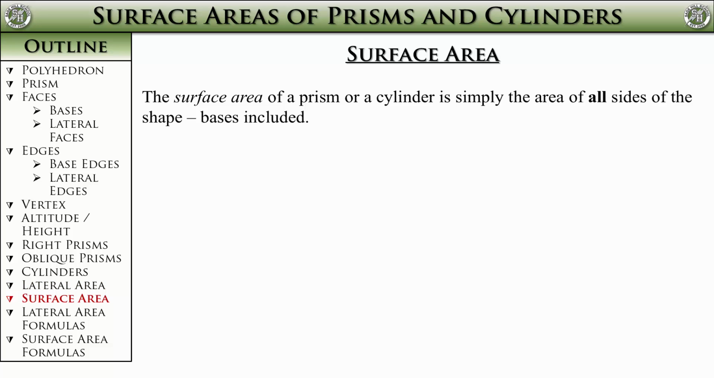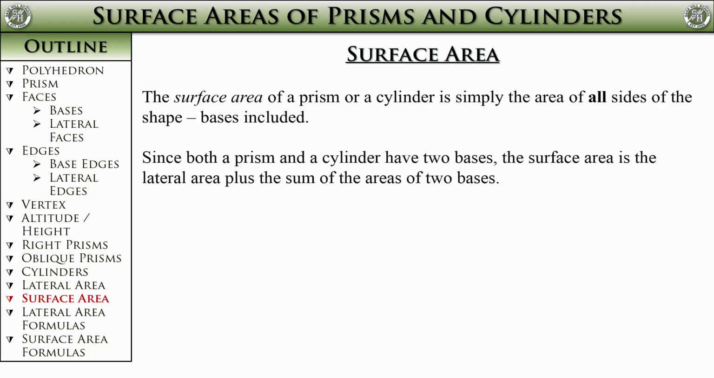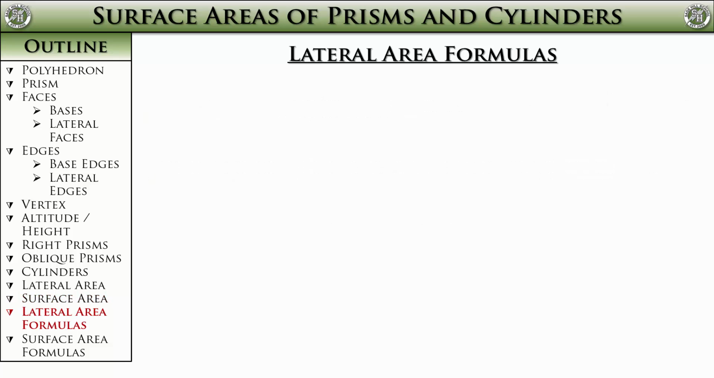Surface area is different because the surface area of a prism or cylinder is the area of all sides of the shape, bases included. Since both a prism and a cylinder have two bases, the surface area is the lateral area plus the sum of the areas of two bases. Surface area is sometimes called total area. We have finally gotten to the formulas.